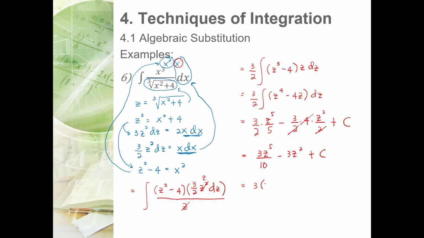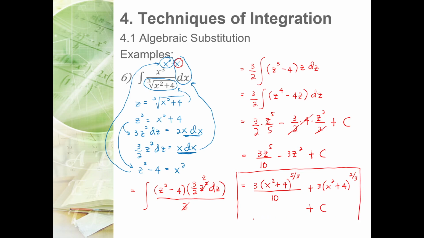So the final answer, again, I'm going to write it in this manner. 3 times x squared plus 4 to the 5/3 all over 10 plus 3 times x squared plus 4 to the 2/3 plus c. So this is the final answer.